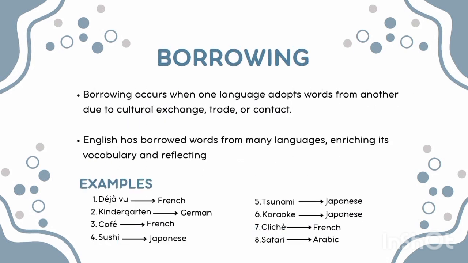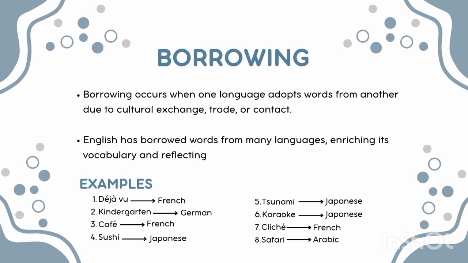The next one is borrowing. The act of borrowing is a common way languages expand their vocabulary. This happens when one language adopts words from another, often due to cultural contact, trade, or other forms of exchange between different groups of people. The borrowed words are then adopted and used in everyday speech, sometimes with slight changes in pronunciation or meaning.